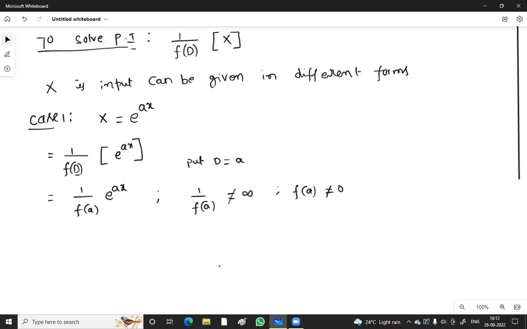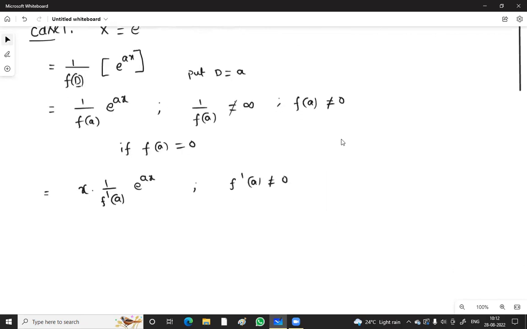If it does not happen, then this is the answer. First, suppose f of a is equal to 0. Then you multiply with x: x times 1 over f dash a, e to the power ax. It means simply you differentiate the given function f of D, then put D is equal to a, multiplied by x. That's it, this is the output. But here also one condition is there: f dash a should not be equal to 0.